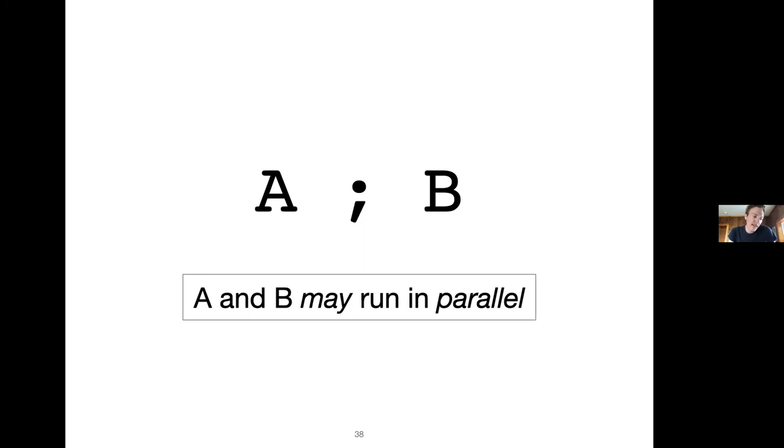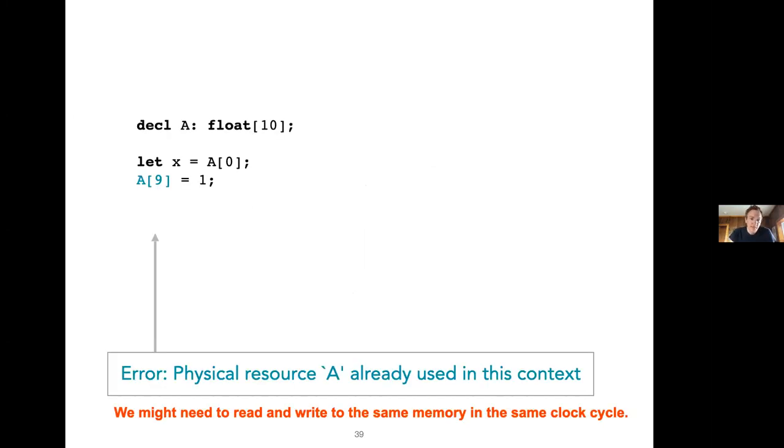This is a reflection of the fact, if you want to think of it this way, that when you're designing accelerators, when you're using FPGAs, everything needs to be parallel by default. The only reason you'd be designing an FPGA accelerator is to try to get the most parallelism you possibly can. So semicolon gives the compiler permission to run these things in parallel if allowed by data flow edges, which is why this is illegal in Dahlia. We might need to read and write the same memory in the same clock cycle, which is the core of the invariant that Dahlia is trying to prevent.